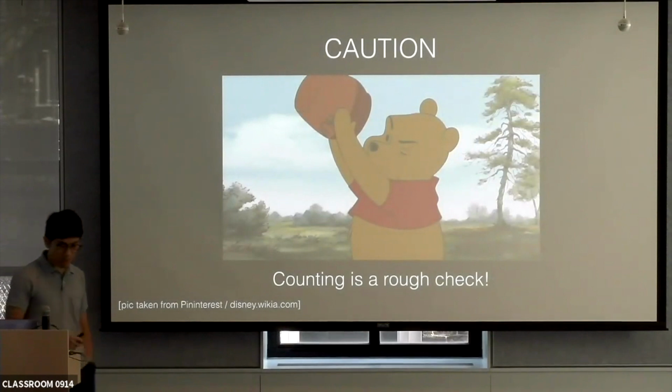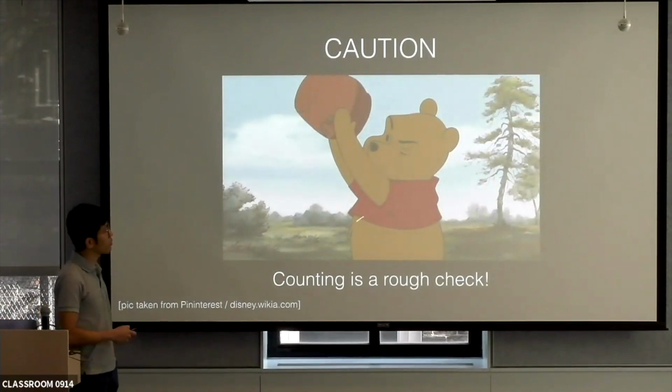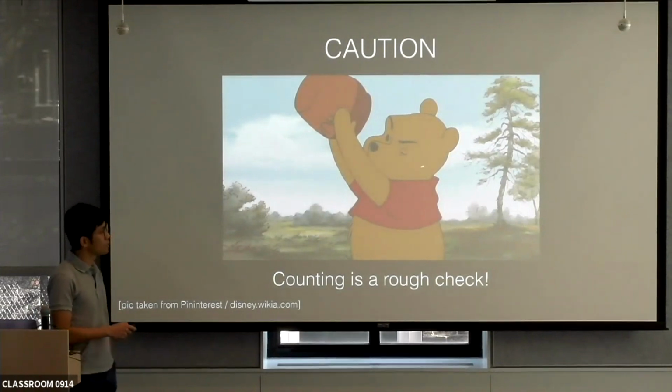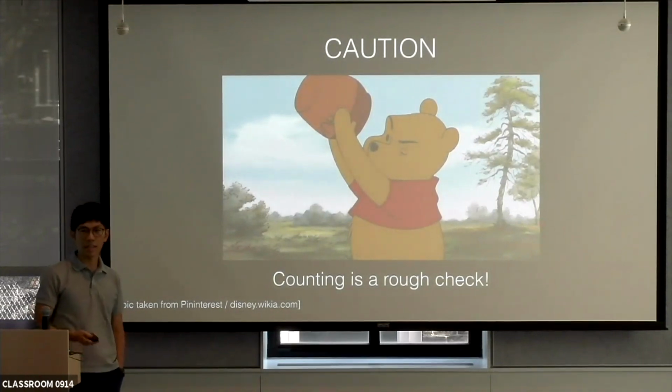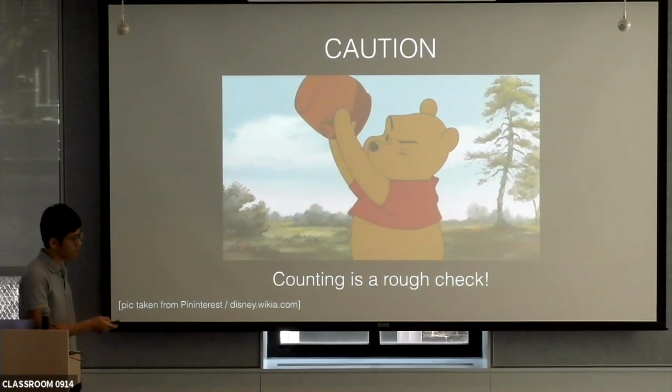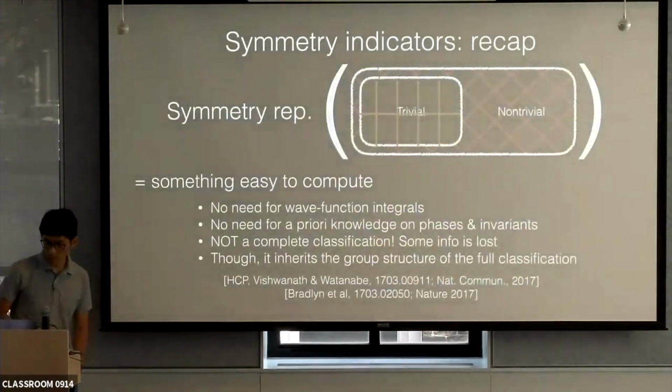But before I move on, let me just make a quick remark, which is that counting is a very rough check in a way. So we need to count honey pots. That doesn't mean that there's any honey inside. So you can count, you get some information, but then you should always be a little bit more cautious. So that's also the idea about these symmetry indicators.